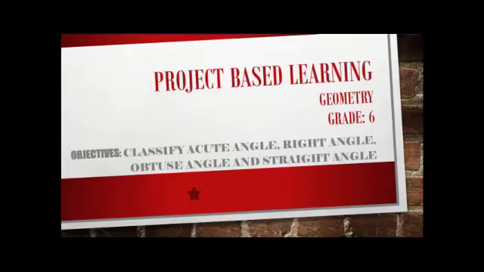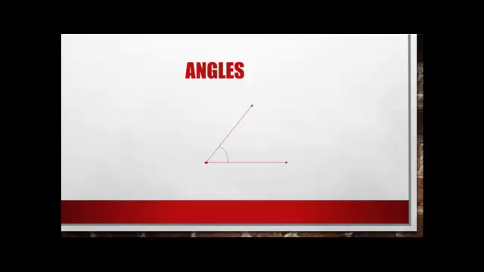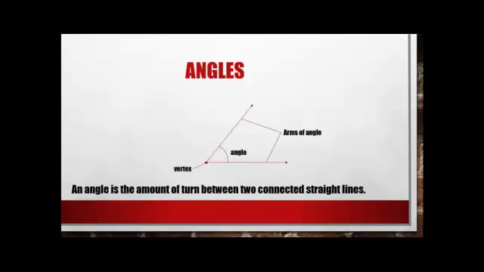Project-based learning, geometry, grade 6. The objective of the project is to help learners classify acute angle, right angle, obtuse angle, and straight angle. Angles are made up of two connected straight lines. That is how we identify an angle. The two straight lines are called the arms of the angle, and the point where the two straight lines meet is called the vertex. By definition, an angle is the amount of turn between two connected straight lines.